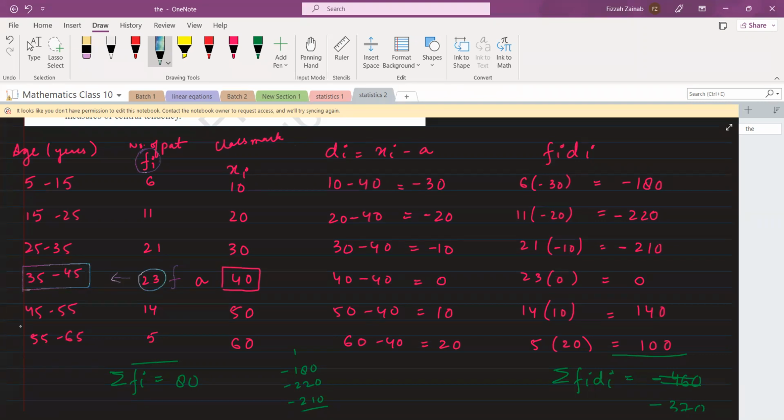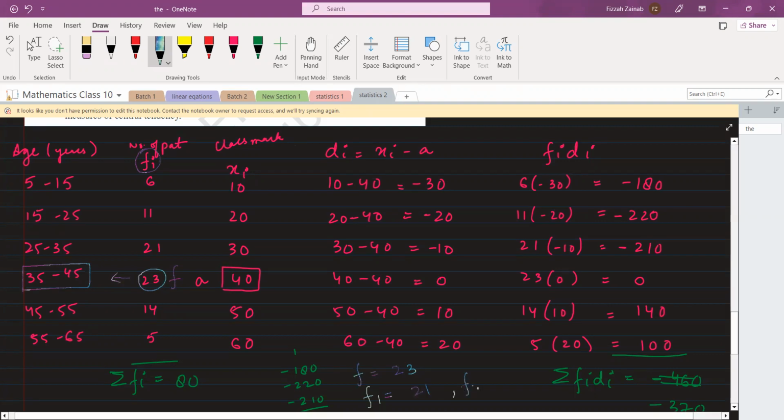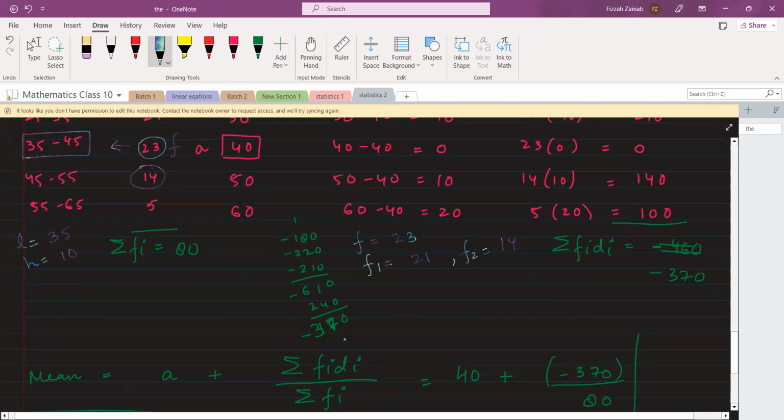So I'm just writing here. Now you note in your copy, like this. So your F is 23. Now how much is F1? Just the preceding frequency. So that is 21, right? Then your F2 is the next frequency here. This is 14. Now 35 to 45. So what is the lower limit of this modal class? That is L. So that is 35. And how much is the size of this class? 10. So there's a gap of 10 here. Please note these values. Noted?